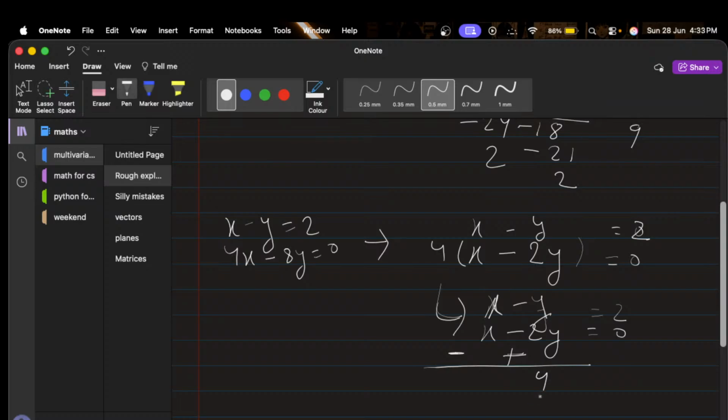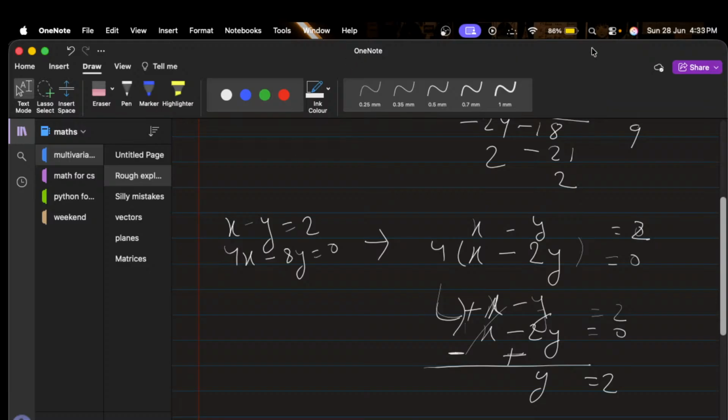So this will be y and this will be 2. That's it. It will get cancelled out. It's positive, it's negative, it will get cancelled out. Fine. If this equals 2, then we can easily solve this.